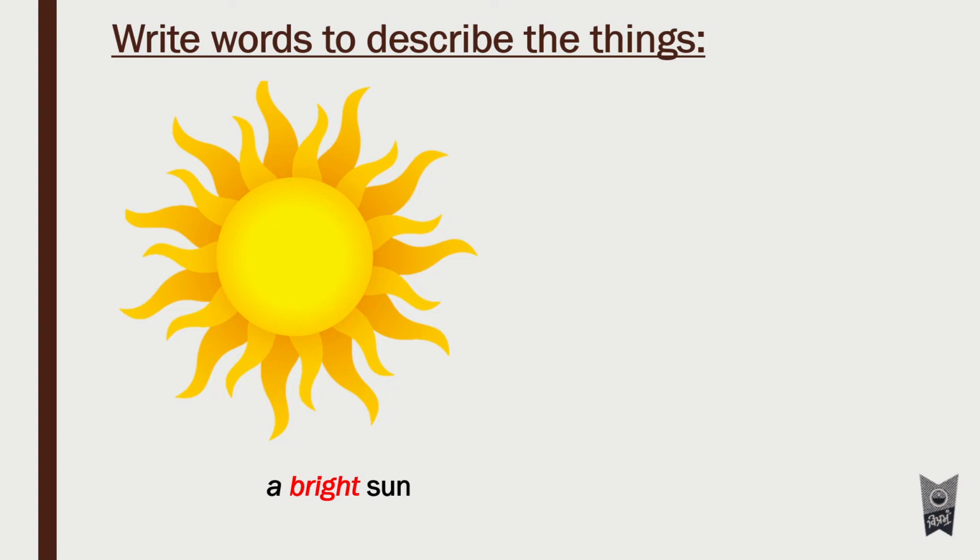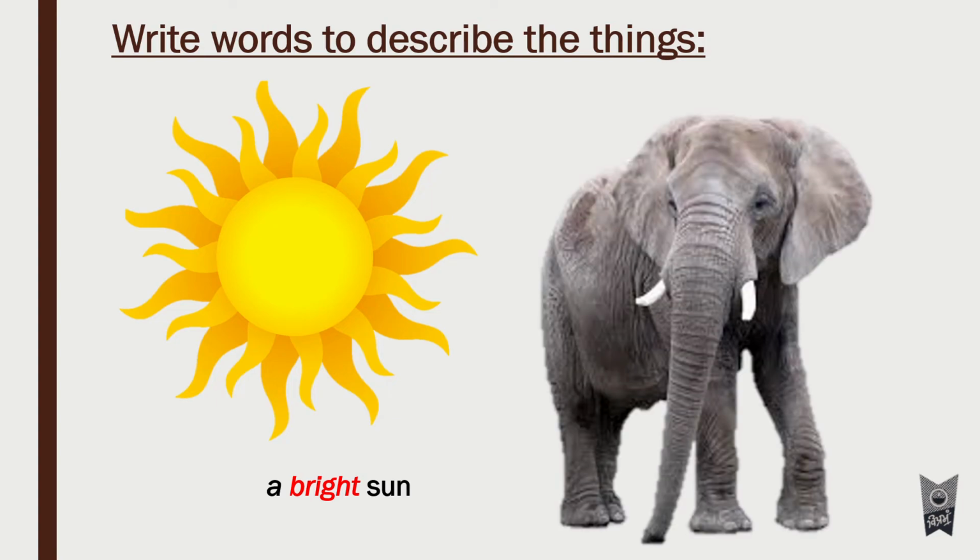So, what did we describe the sun as? A big sun. Big is an adjective. Yellow, hot, blazing. All these describe the sun. So, these are called the describing words. Okay, we had gone through this example earlier also.